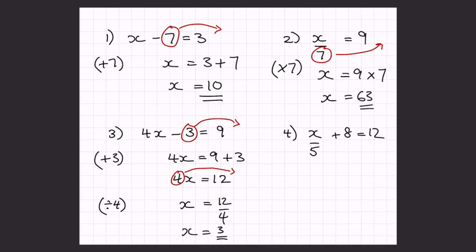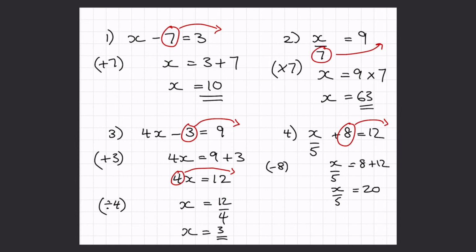And with the last question, we've got x divided by 5, or x over 5, plus 8 is equal to 12. So the first thing I need to deal with is this 8. I need to get it from the left-hand side over to the right-hand side. It's plus 8, so I need to subtract 8. So I end up with x divided by 5 is equal to 12 subtract 8. So x over 5 must equal 4.